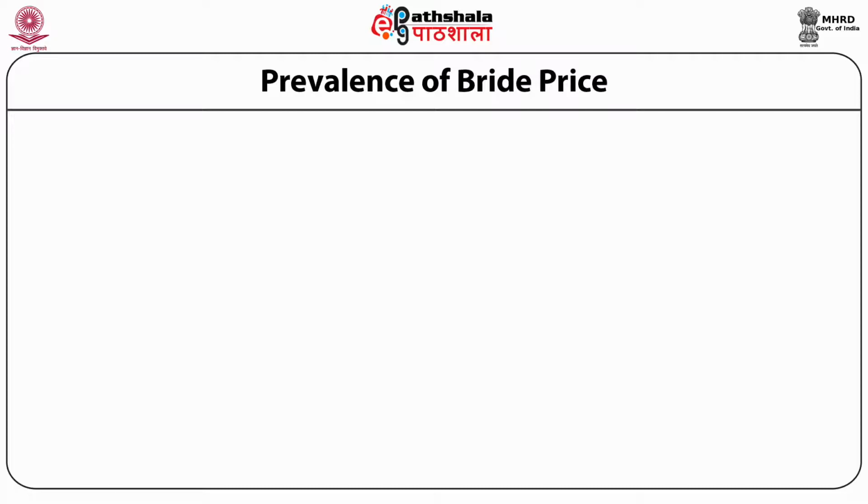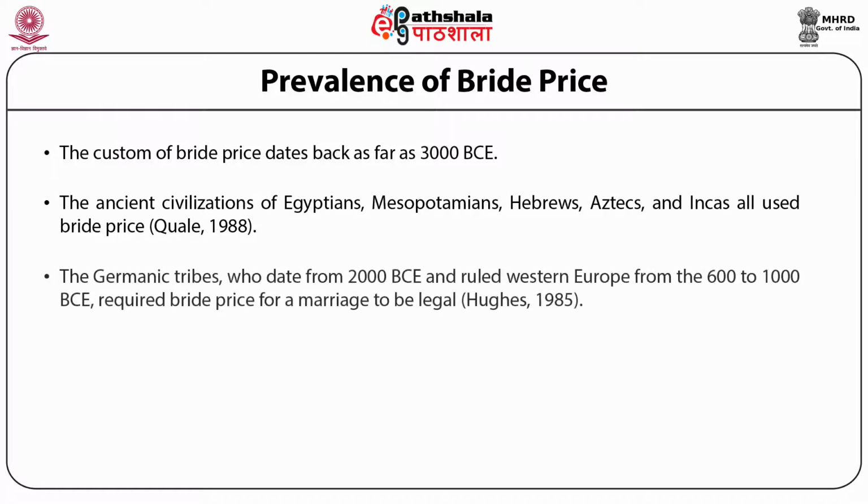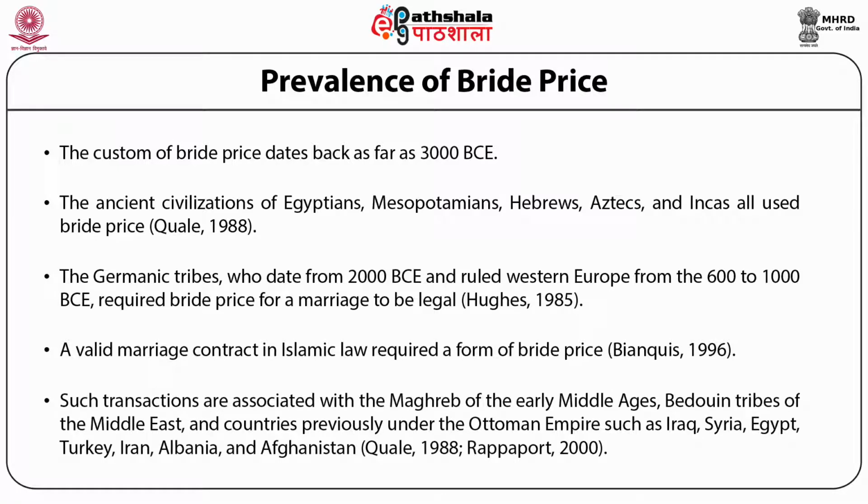Dear students, let's come to know the history of bride price. The custom of bride price dates back as far as 3000 BC. The ancient civilizations of Egyptians, Mesopotamians, Hebrews, and others used bride price. The Germanic tribes, who date from 2000 BC and ruled Western Europe from 600 to 1000 BC, required bride price for marriage to be legal. A valid marriage contract in Islamic law required a form of bride price. Such transactions are associated with the meher of the early Middle Ages.